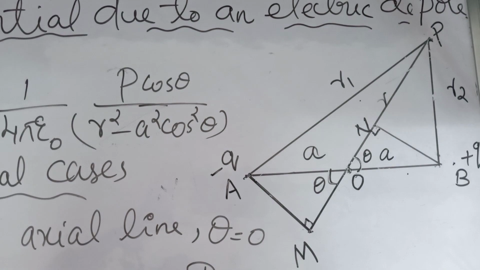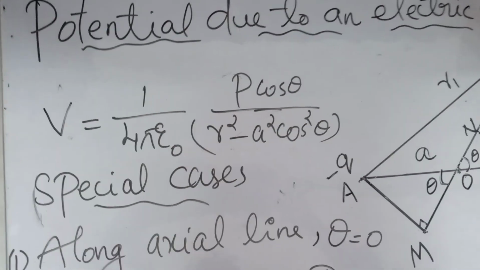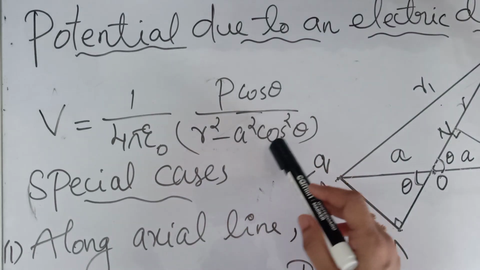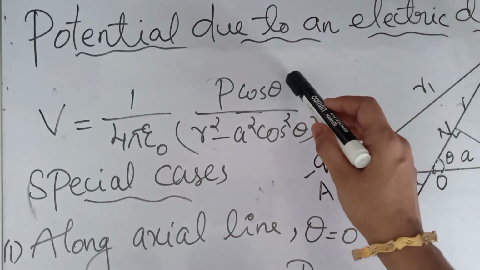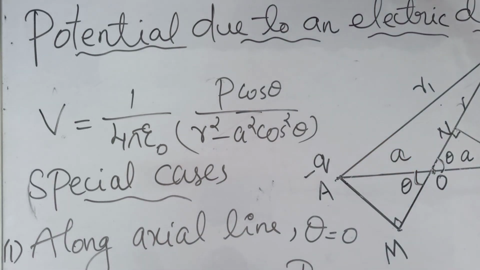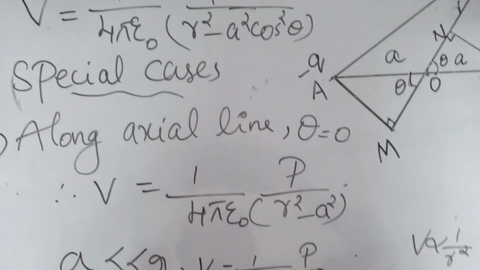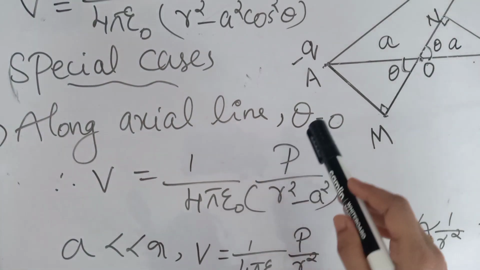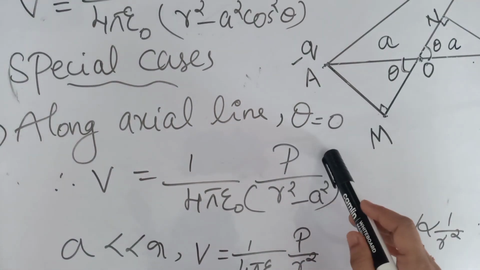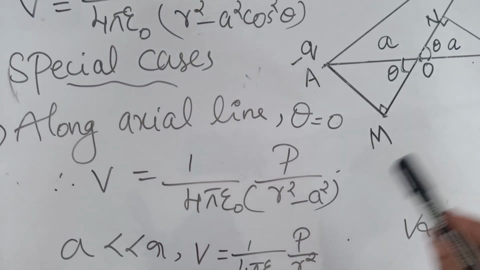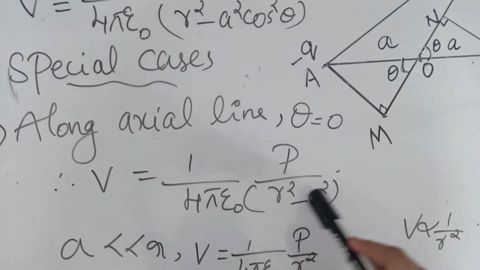Then what will happen to our potential? Yes, electric potential V is equal to 1 by 4 pi epsilon 0 P cos theta by R square minus A square cos square theta. So here we can substitute the value of theta. Here theta is equal to 0 degree. So what will come? Cos 0 is 1. So V will be equal to 1 by 4 pi epsilon 0 P into cos 0, that is 1, P divided by R square minus A square into 1. So P by R square minus A square.